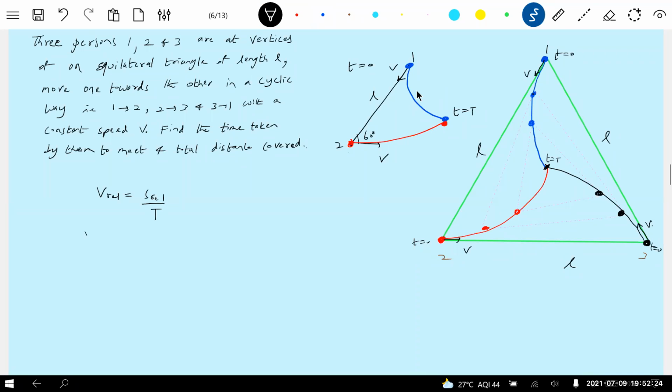What is the V relative? V minus V sin 60. Sorry, V cos 60. V minus of... final separation is 0. Initial separation is L by T. So V minus of minus, this will be V by 2, equal to L. So the time taken will be 2L by 3V.